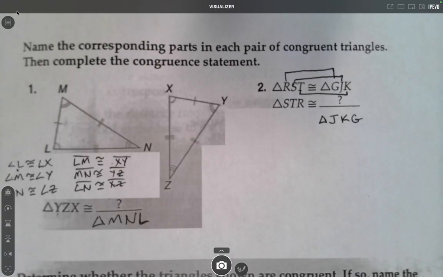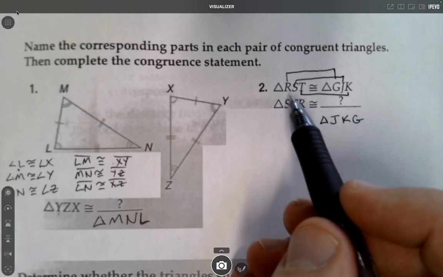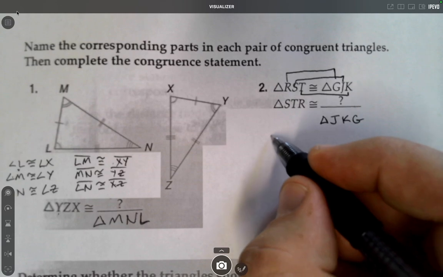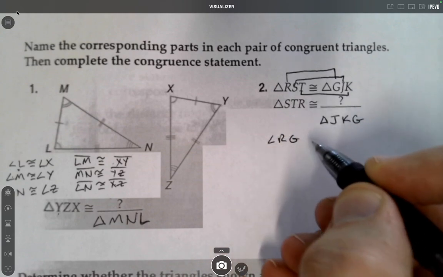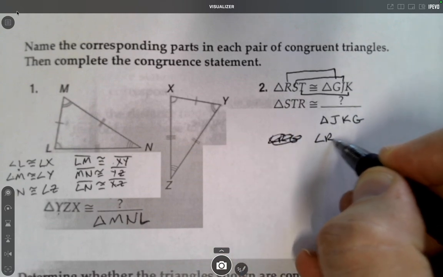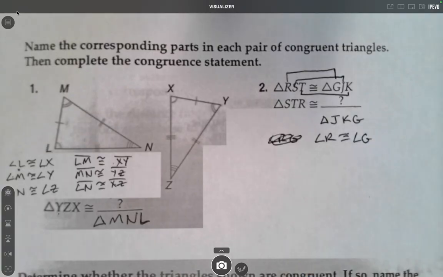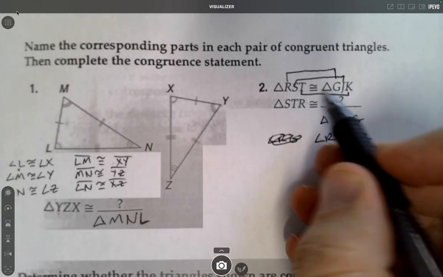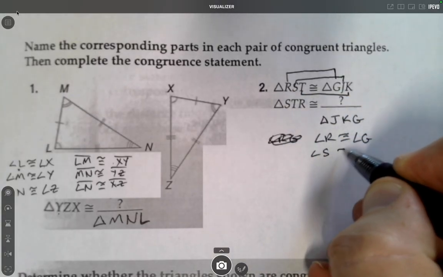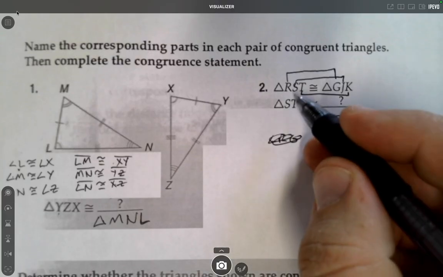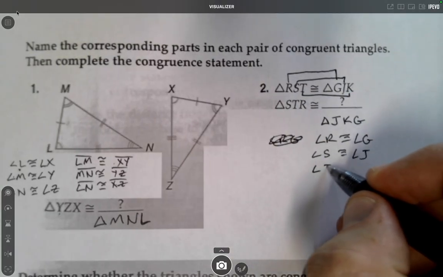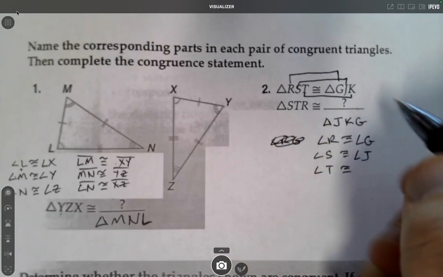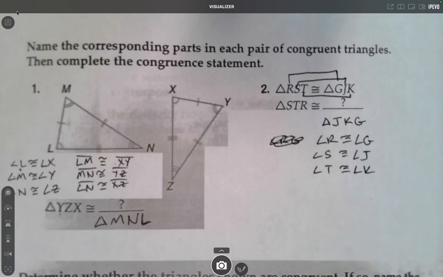And then to list all the sides and angles, you could use either one of these. I'm just going to use the top one. So R goes with a G, so angle R goes with angle G. Sorry, let me try it again. Angle R is congruent to angle G because they're both the first letters. Angle S is congruent to angle J. They're both the middle letters. Angle T is congruent to angle K because they're both the last letters.